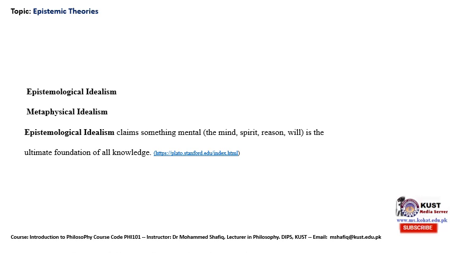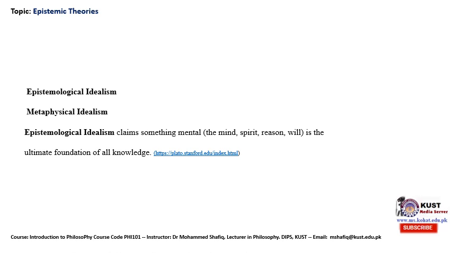Next, we have the different types of idealism. Basically, we divide idealism into two basic categories, that is epistemological idealism and metaphysical idealism. Now, what is epistemological idealism? Epistemological idealism means idealism when it is related to epistemology or knowledge. So, epistemological idealism claims something mental is the ultimate foundation of all knowledge. So, it means that the primary source of knowledge is actually something mental. So, ideas are the primary source of knowledge.